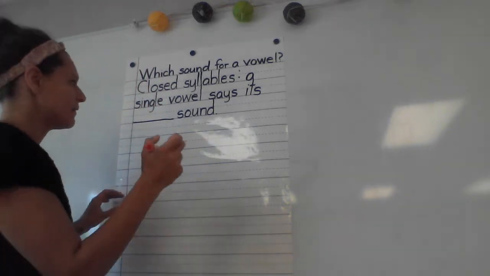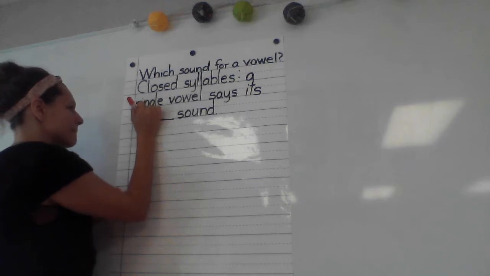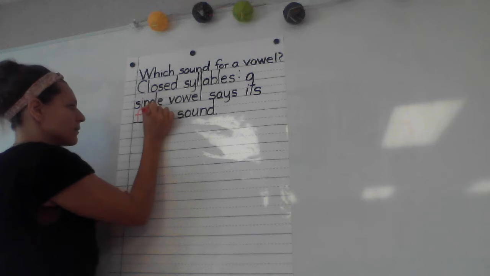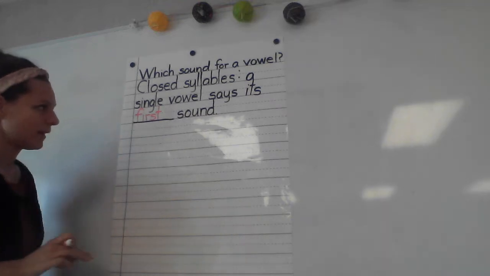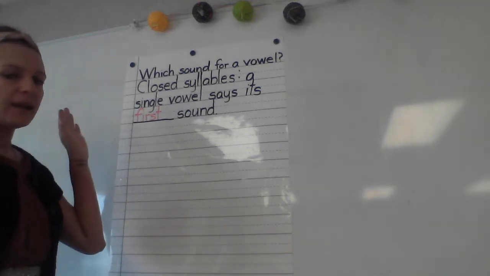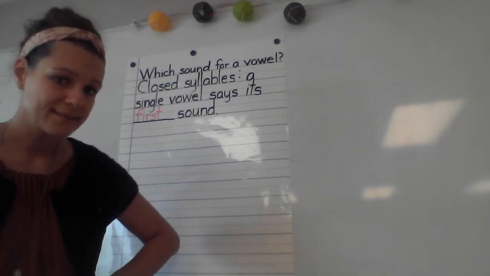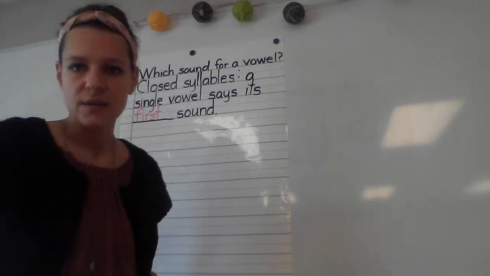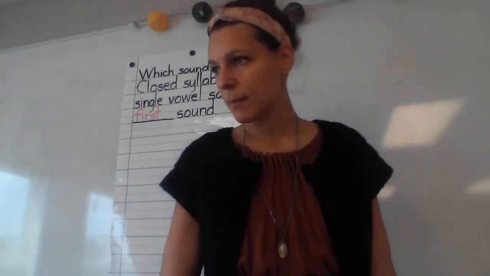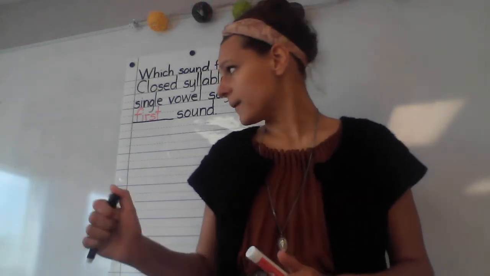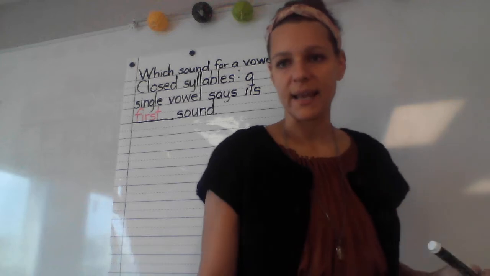I'm going to write first in red because I think it's really important that we remember this. In a closed syllable, a single vowel usually says its what sound? Good, its first sound. We're going to write our vowels on the side here, and then do some examples of words where we see that it's a closed syllable, and so our vowel is saying its first sound.